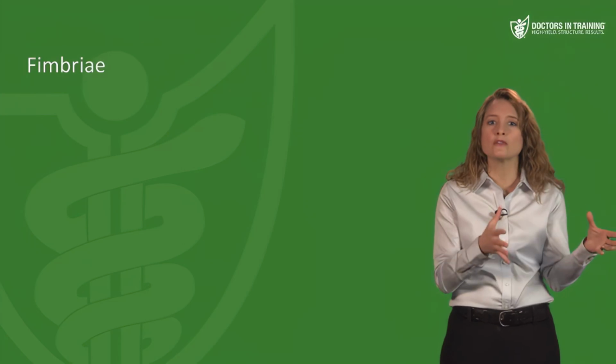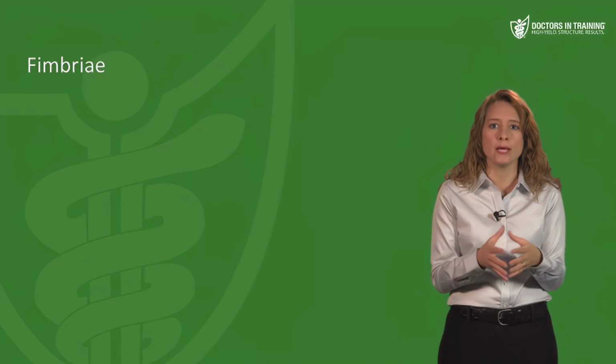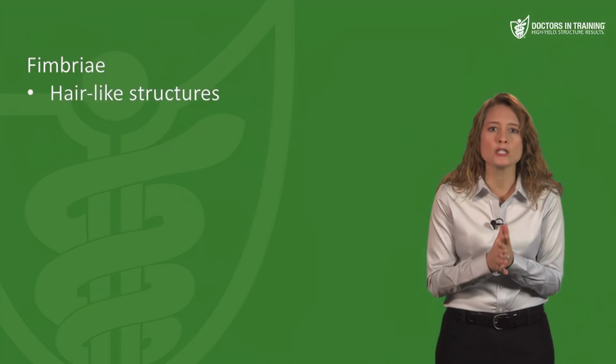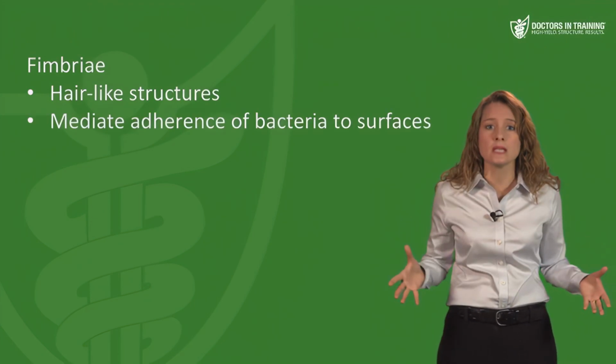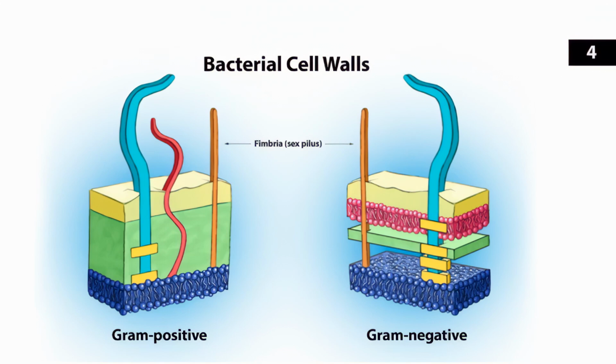Okay, let's look at the surface of the cell and talk about the fimbriae. These are hair-like structures that mediate adherence of bacteria to surfaces, including the surfaces of other cells. These fimbriae are what allow bacteria to colonize membranes throughout the body, like the respiratory tract or the GI tract.